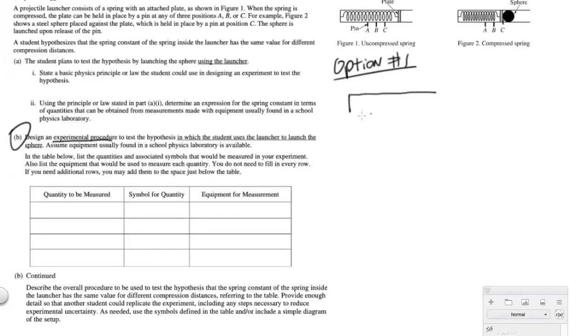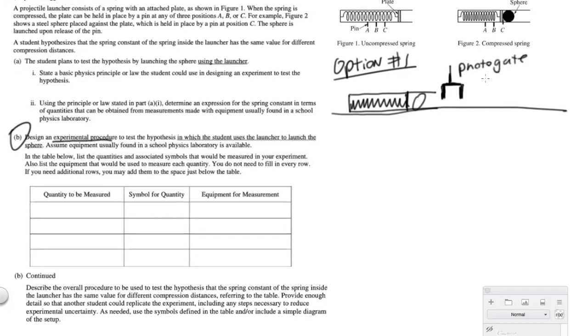So here's the launcher. There's the spring. And this all takes place on a tabletop, right? So here's your table. And what we're going to do is put a photo gate, which you guys are familiar with from our labs. I'm a horrible artist, but the photo gate looks like a field goal post. And then the ball would go shooting through there when it comes out. So this is called a photo gate.